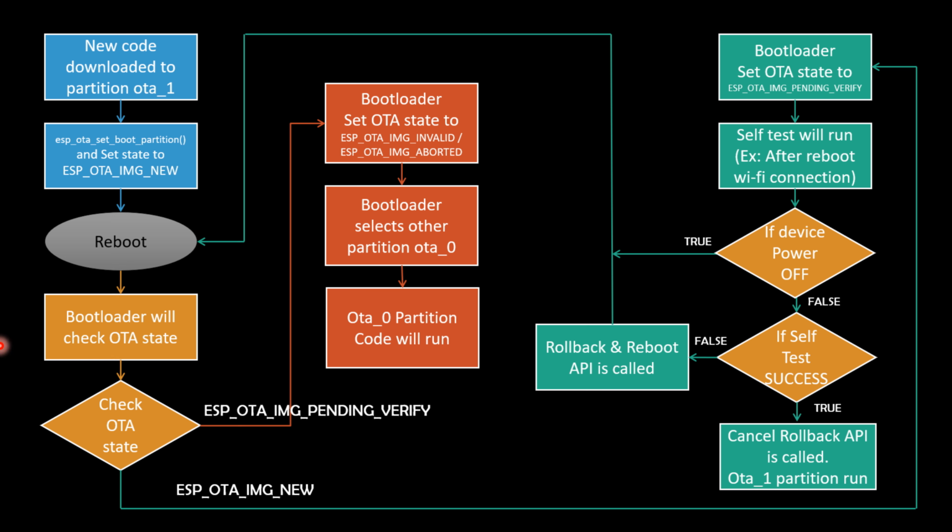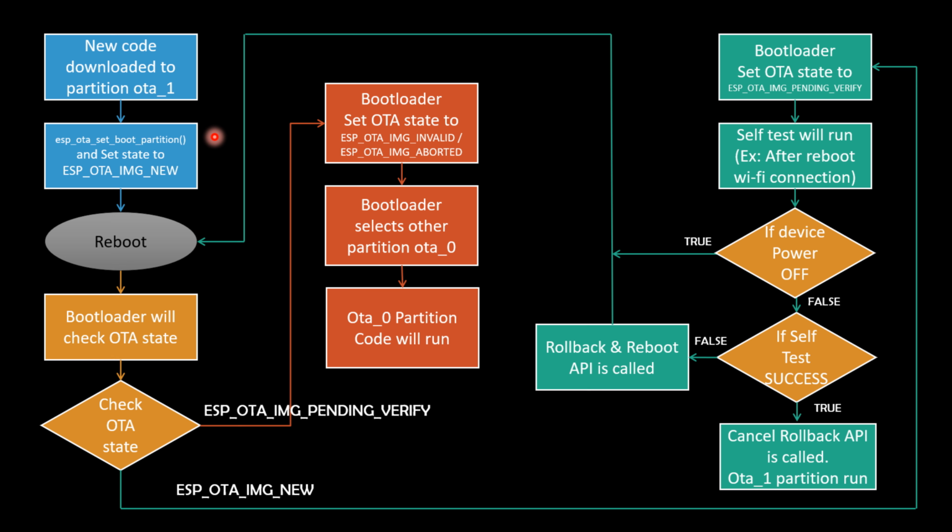To use this app rollback, you have to enable app rollback in the SDK configuration. Now consider an example where currently I am running code in the OTA 0 partition and have done an over-the-air update using HTTPS. So now the new code is downloaded to the partition OTA 1. The OTA set boot partition will be called. We have seen the OTA data partition in the partition table, right?